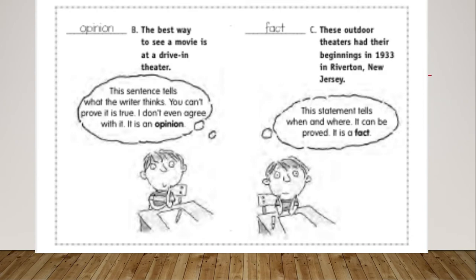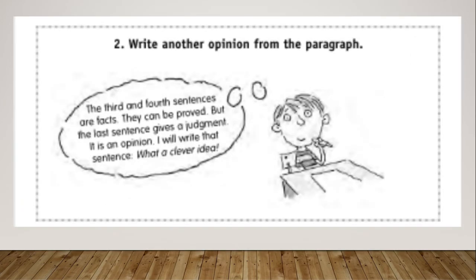These outdoor theaters had their beginning in 1933 in Riverton, New Jersey. This statement tells when and where, and it can be proven. So when we're thinking about this, we know that opinions can be shared, but facts can also be a part of an article as well.